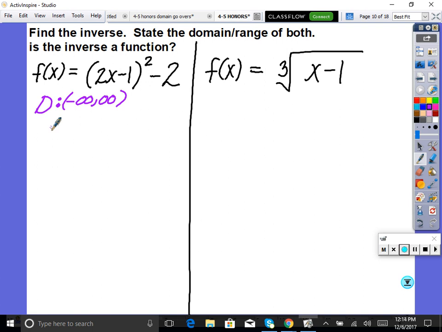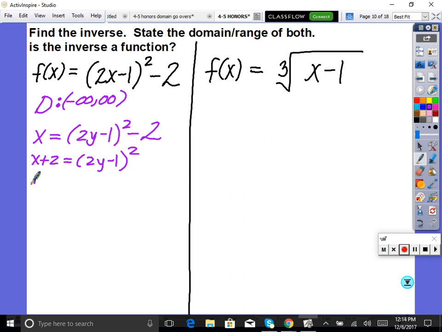So let's find the inverse. Well, how do you find the inverse? Switch x and y, solve for y. So we have x is equal to 2y minus 1 squared minus 2. You tell me what I should do first. We have x plus 2 equals 2y minus 1 squared. What next? Did we just solve when taking a square root? Yes, so what do we need? Plus or minus. So we have plus or minus the square root of x plus 2 equals 2y minus 1, right?